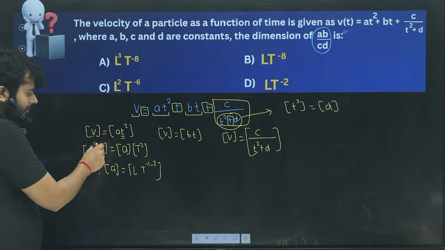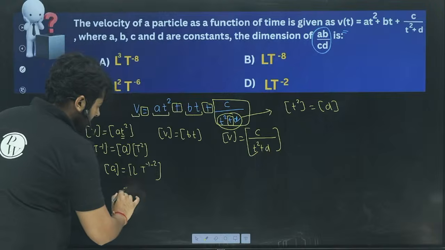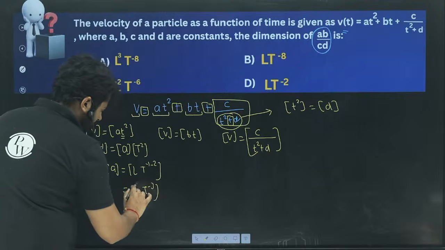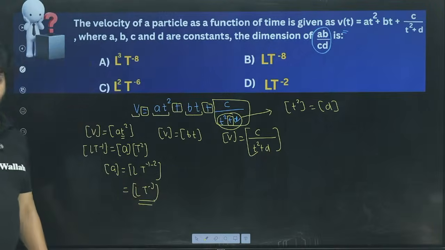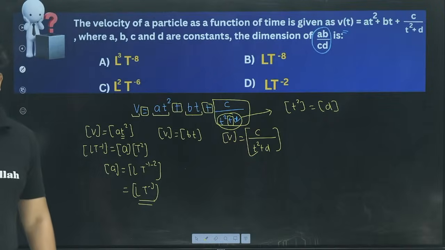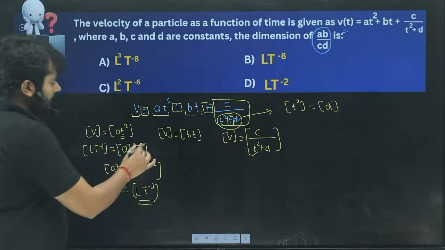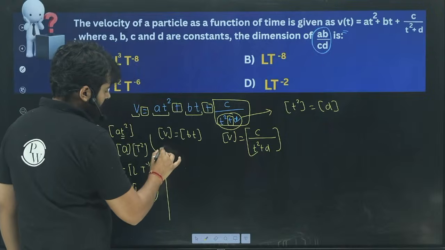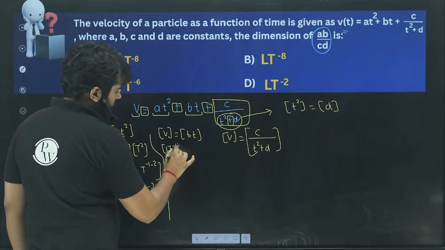When T square comes in the numerator, it will become minus 1 minus 2. So it will become LT minus 3. So this is the dimensional formula for A. I believe the idea is very clear. LT minus 3. Similarly, talk about the dimensional formula for B. Velocity is LT minus 1.